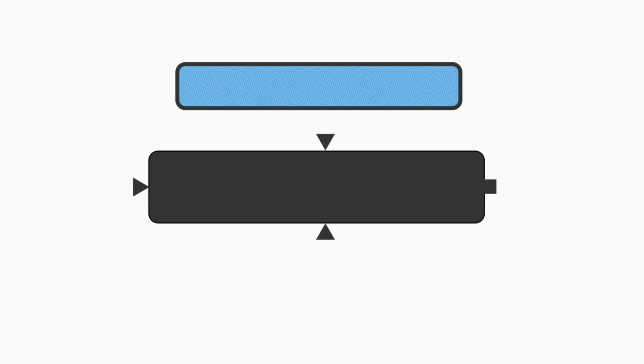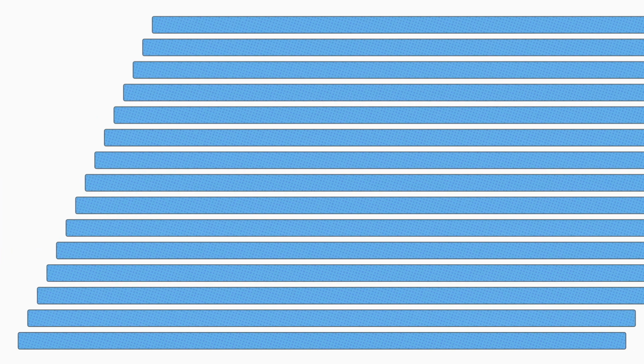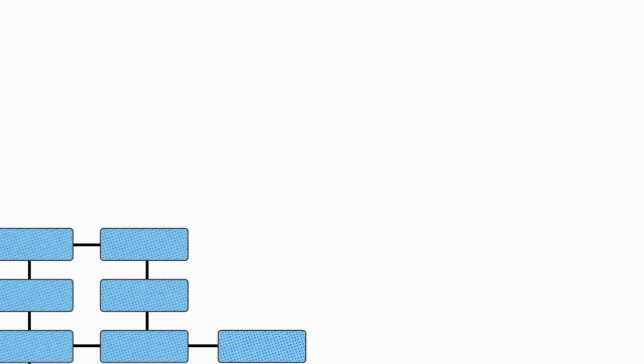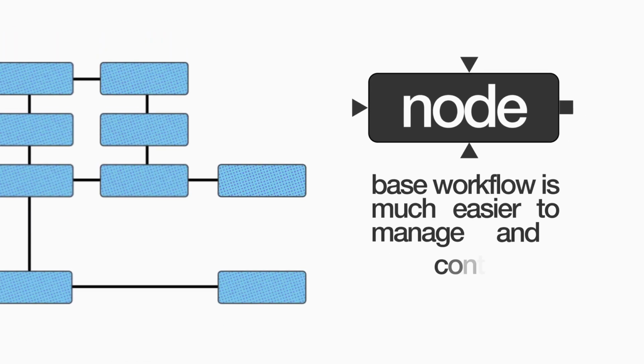In order to understand Fusion, you need to know what nodes are. The easiest way to think of nodes is as layers. When you're working with just a few layers, everything is easy to manage. But as your project gets bigger, finding the right layer becomes more difficult and everything starts to feel messy. That's why a node-based workflow is much easier to manage and control.